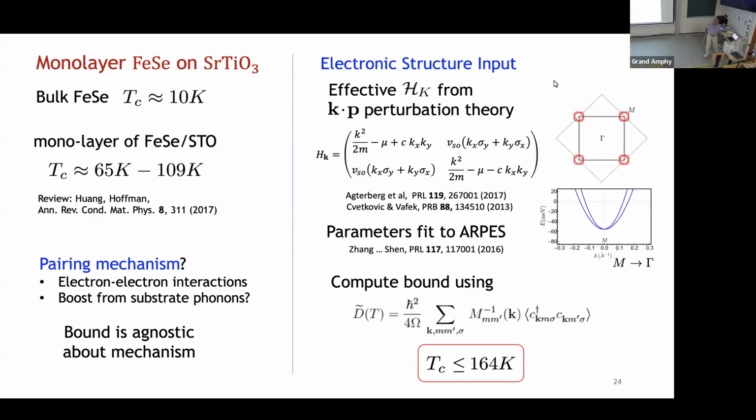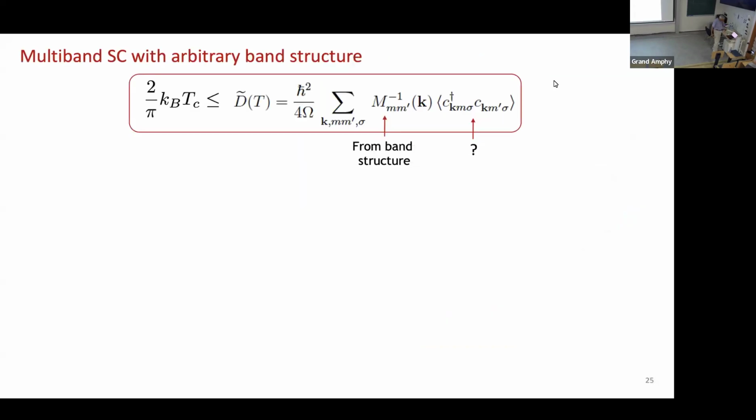So what we do is some k dot p perturbation theory for these systems. We fit the parameters to ARPES and we just plug it into this and we get numbers. I don't know if this is a good estimate or not, but it's definitely an upper bound on this without knowing anything about the mechanism. That's the key, that this band structure cannot support a Tc above this.